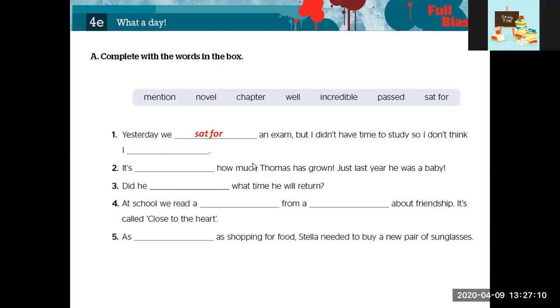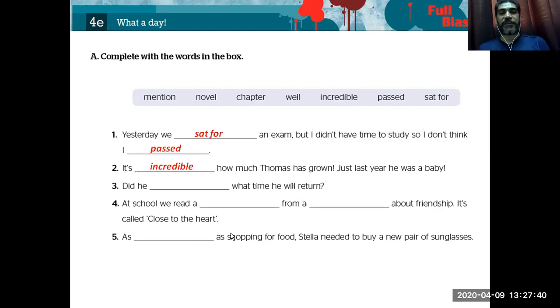Number 2, Muhammad Fawzi. Okay. It space how much Thomas has grown. Just last year he was a baby. Okay. The answer is it's incredible. It's incredible how much Thomas has grown. Okay. Thank you, Muhammad.